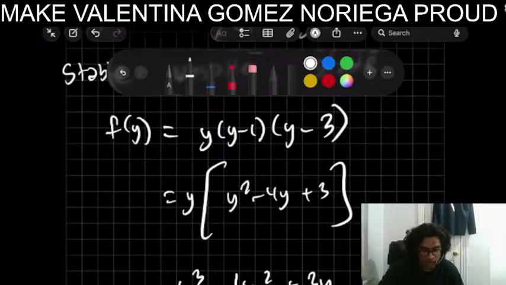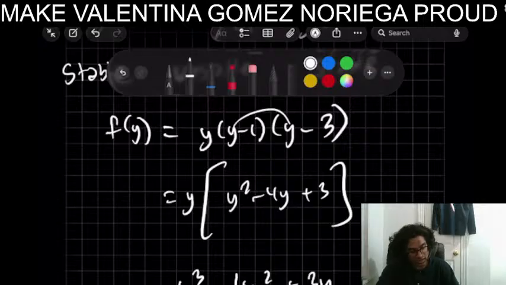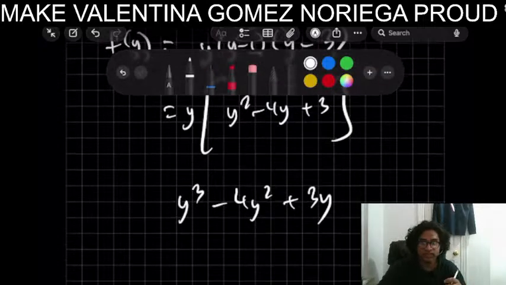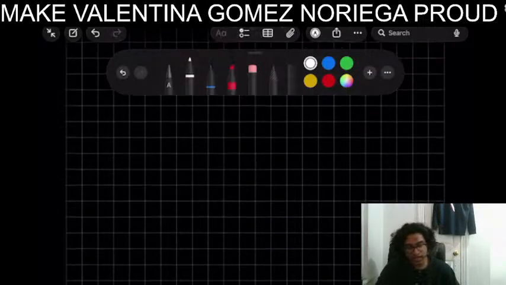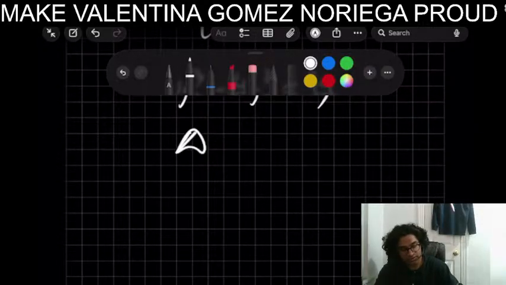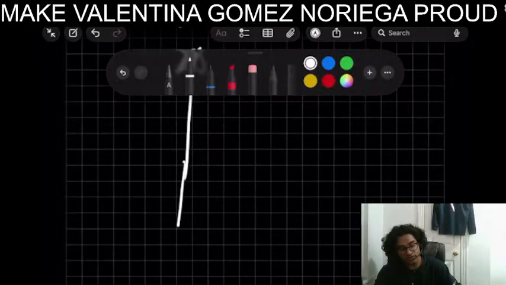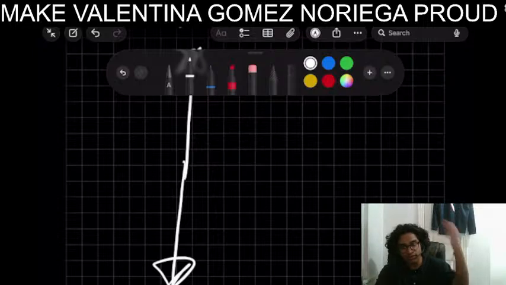Is it? y minus 1, y minus 3. y square minus 3y minus y plus 3. Yeah, y cube is the highest. And if I were to draw the graph for it, remember we drew the arrows, the above, below, whatever.